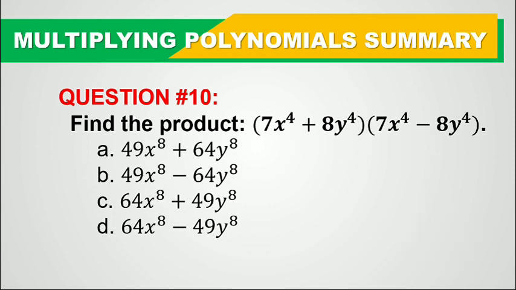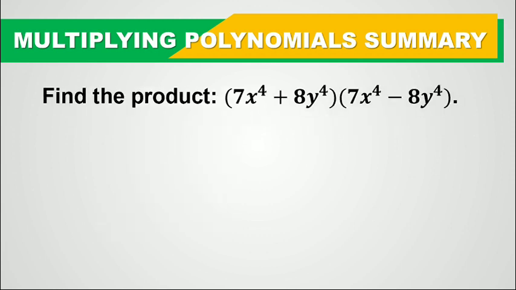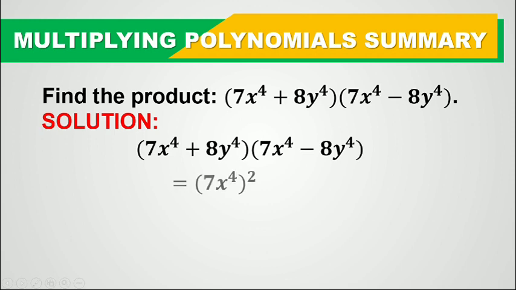So in answering this particular question, this is just the difference of squares. They have the same terms, 7x to the 4th power as well as 8y to the 4th power. The only difference is that they have different operations. This is addition and this is subtraction. So in solving this, just square the first term minus the square of the second term. That's the pattern for the product of the sum and difference of two terms.